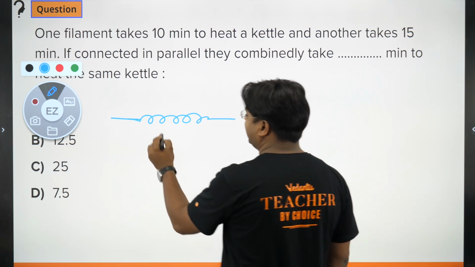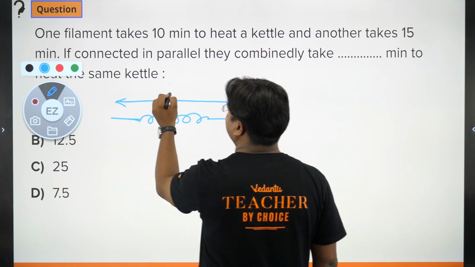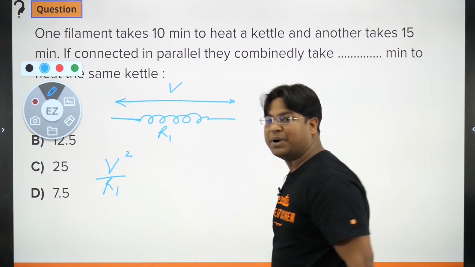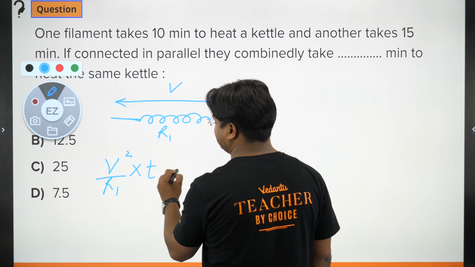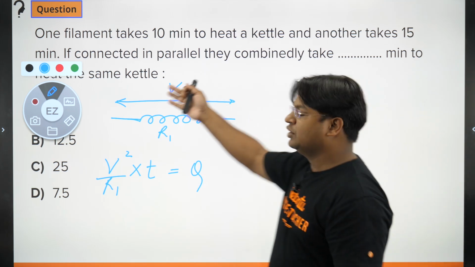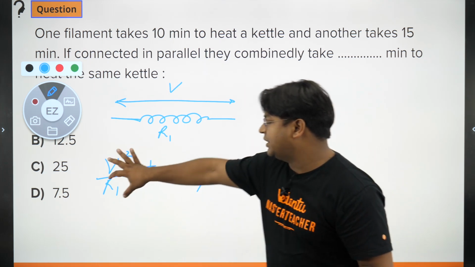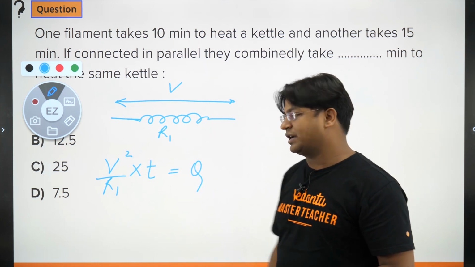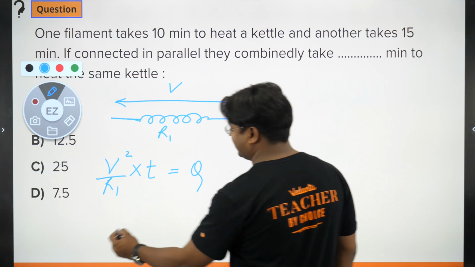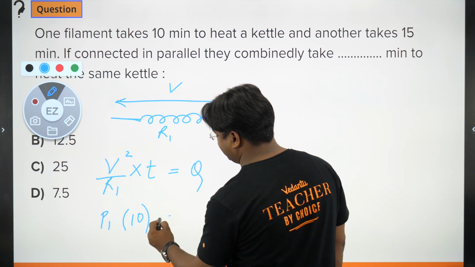So let's say this is filament 1, it has resistance R1. If V voltage is applied across it, the power that this will produce will be V square by R1. So power multiplied by time is, let's say, the amount of heat required to fulfill some objective, to heat some kettle. Here the objective is to heat the kettle. So power multiplied by time will be equal to the amount of heat required to heat the kettle. So the first filament took how many minutes? It took 10 minutes. So I can write the power developed by the first filament into 10 minutes, and this should be equal to Q.